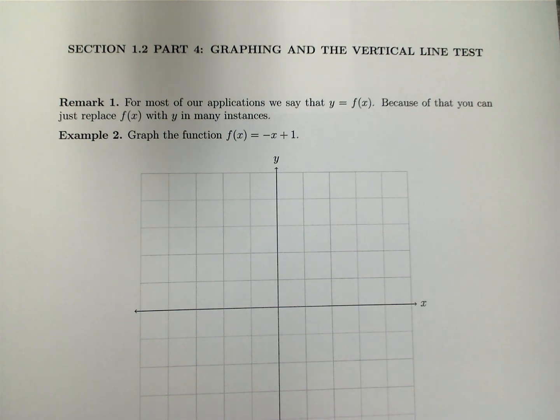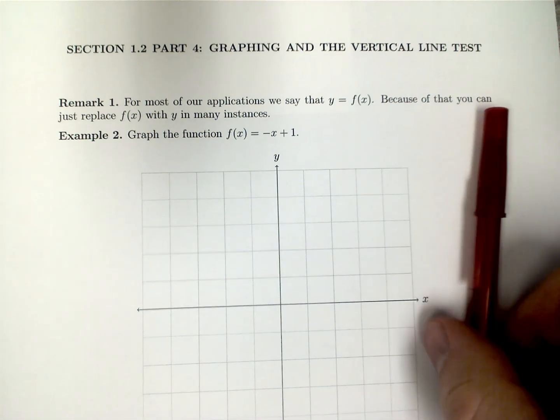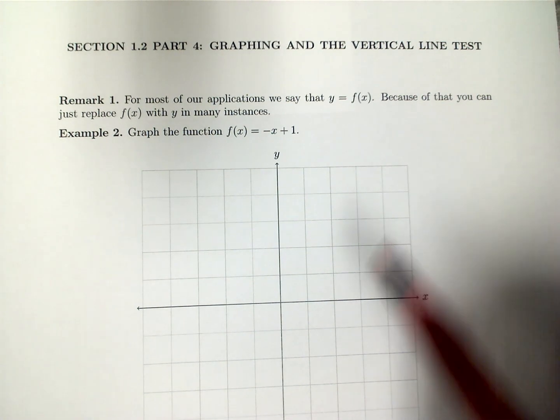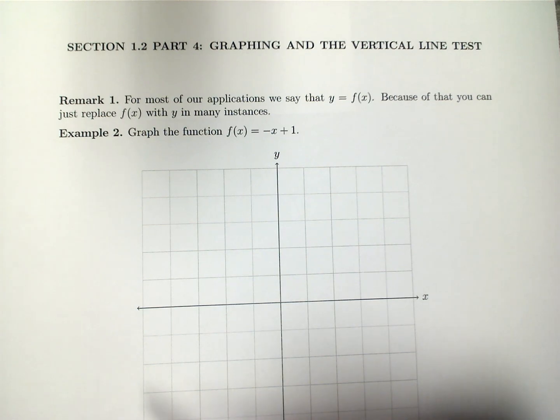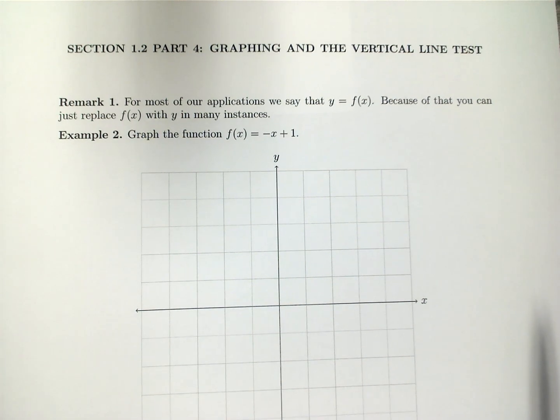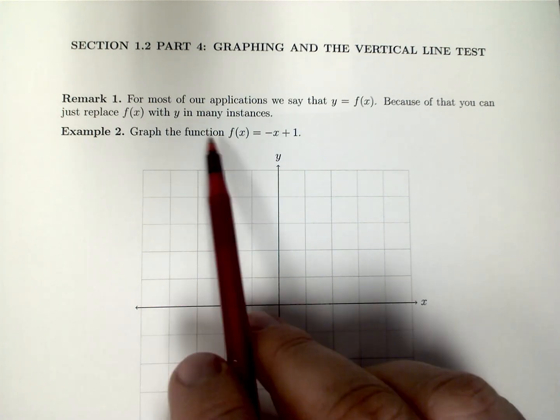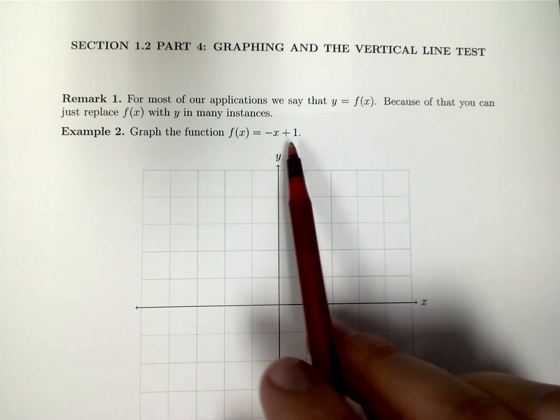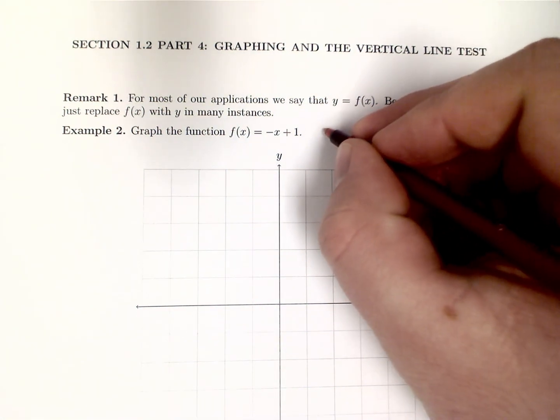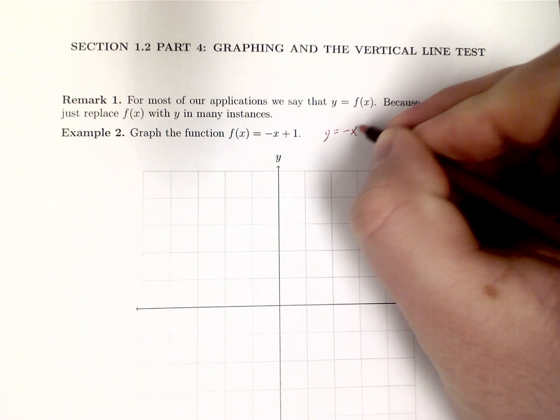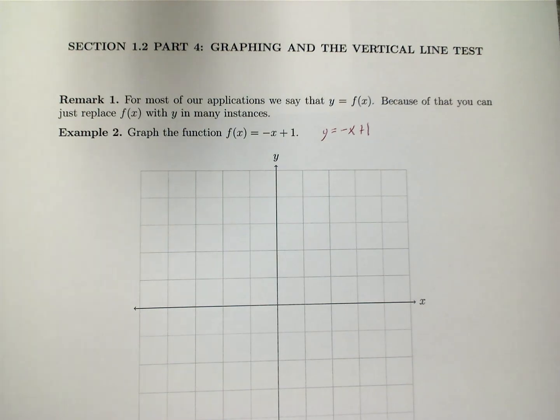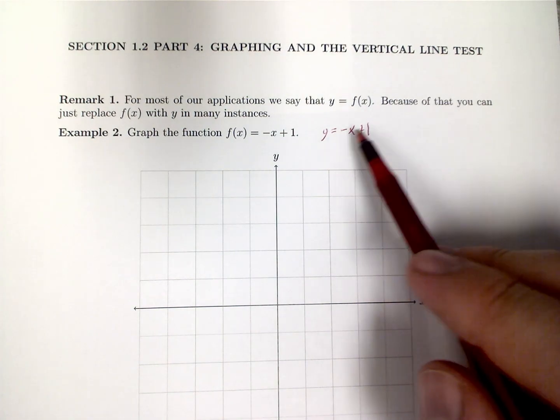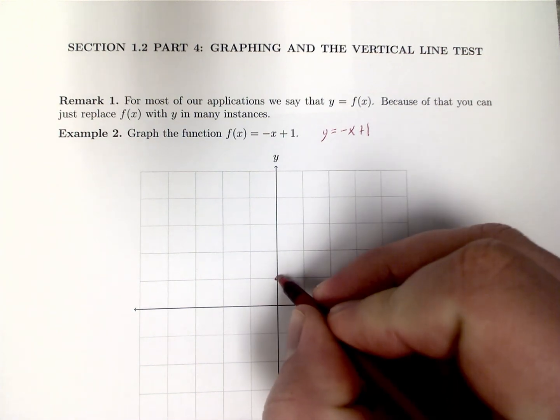In this video we will be graphing and talking about the vertical line test from section 1.2. For most of our applications we say that y is a function of x. Because of that you can just replace f of x with y in many instances, as we've already seen. So how do we graph f of x equals negative x plus 1? Really, you don't have to actually do this, but you just know that this is y equals negative x plus 1. And when you graph lines, you're really using slope and the y-intercept, so 1.